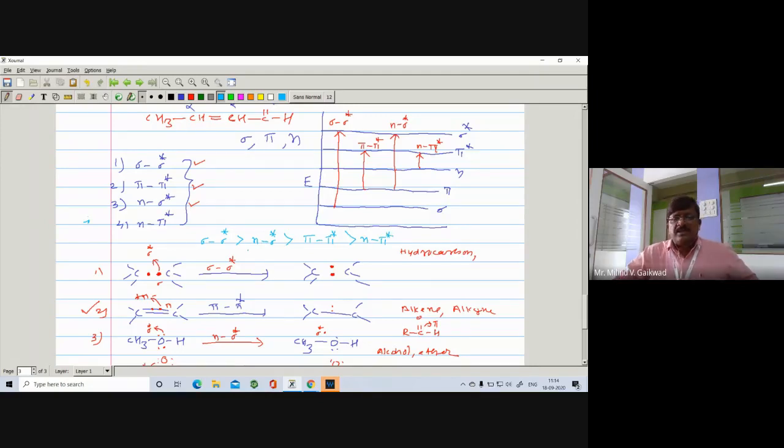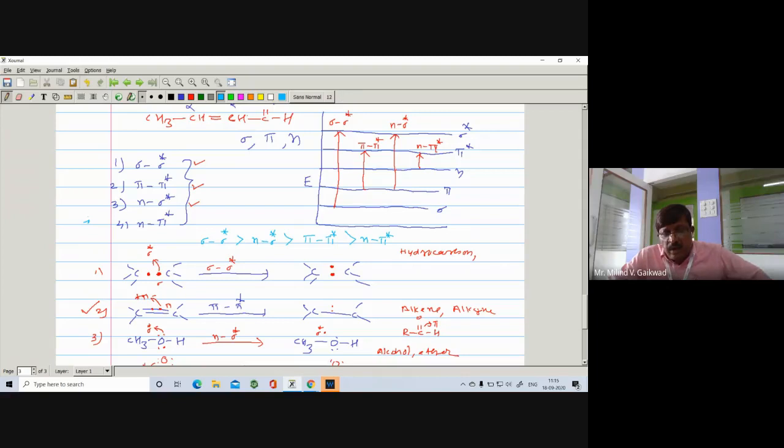So sometimes they'll ask you to write down the sequence in increasing or decreasing order of their energy. Here, sigma to sigma star requires more energy than n to sigma star. Look here: in the first two cases, the electrons are shifting towards the sigma star. In the second cases, the electrons are shifting towards the pi star.